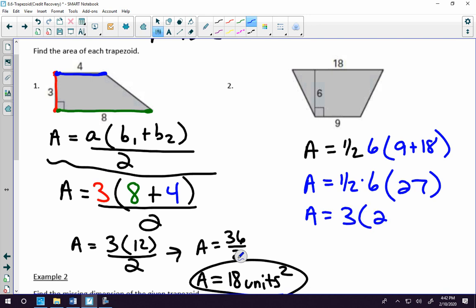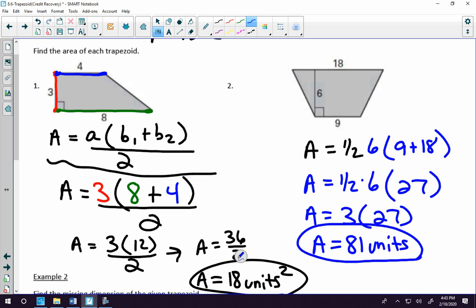And 3 times 27 is going to give us the space inside of this trapezoid. 27 times 3: 20, 40, 60, 74, 81. It is 81 square units inside of this trapezoid.